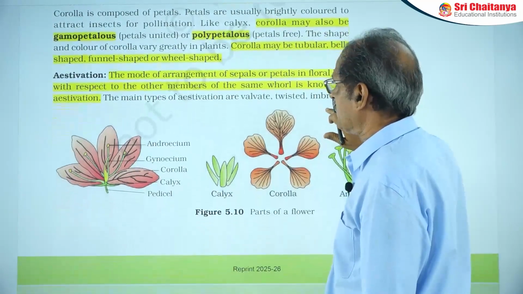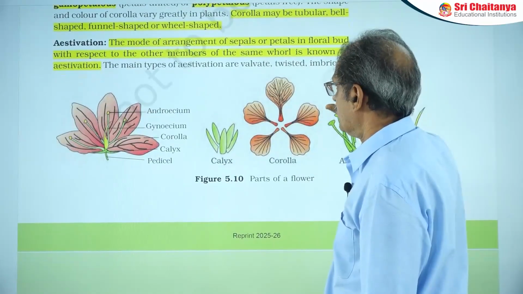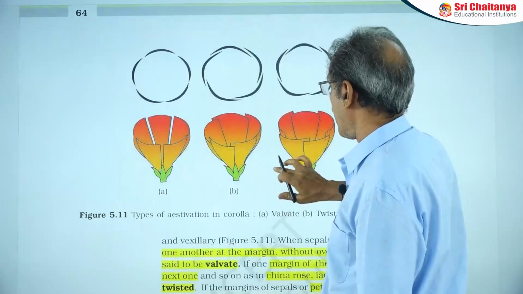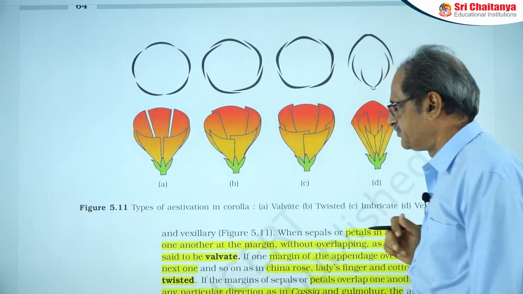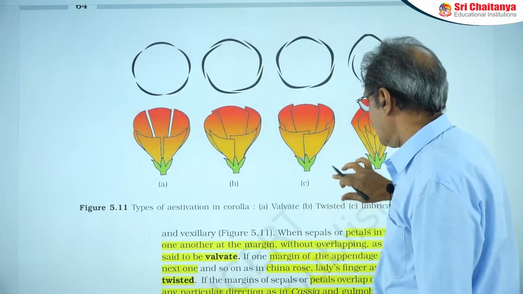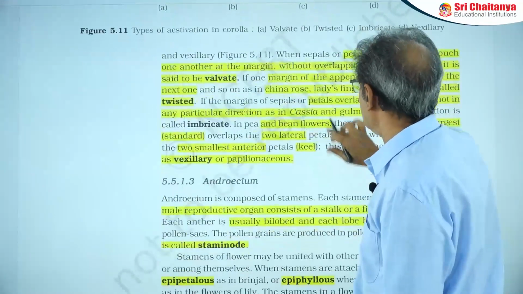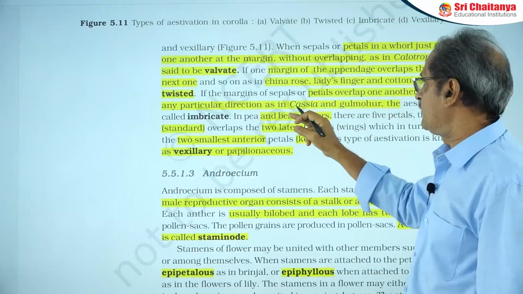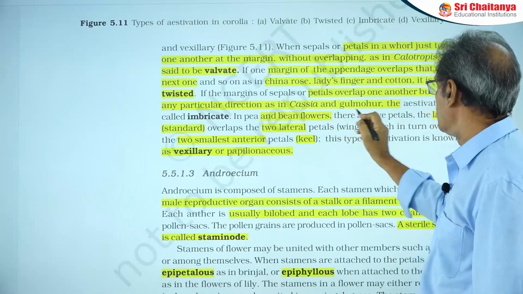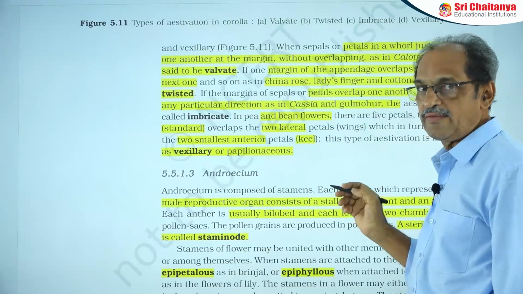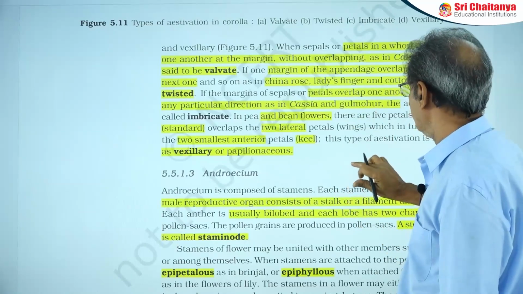Next one is the aestivation. So 5 types of aestivation, already I told you. This also I will explain in detail in a separate video, because it is important. And this is the description and examples. Different types of aestivation plus examples here. So you must note down the examples, important, because usually they will give only these examples.